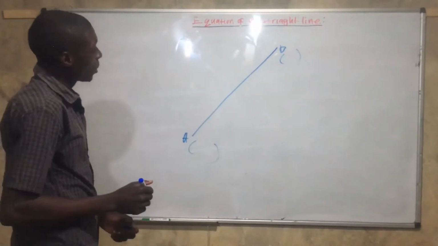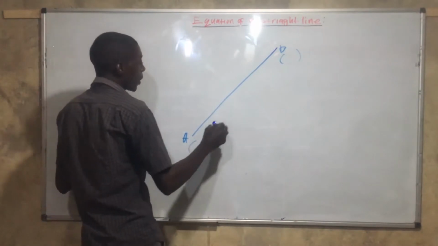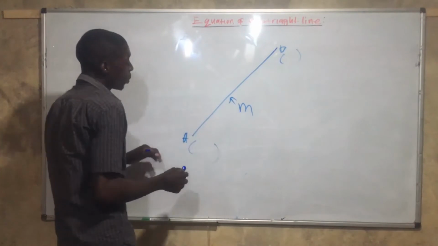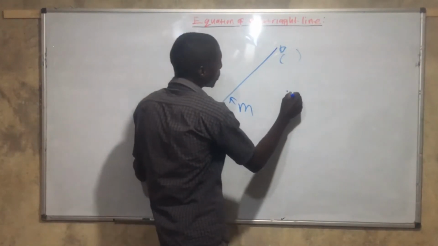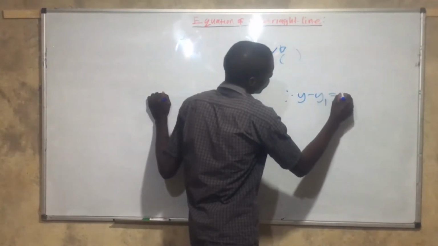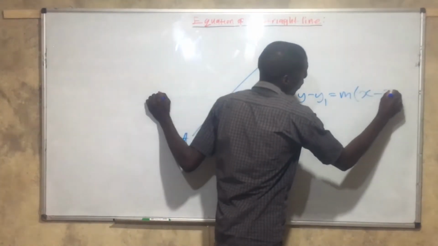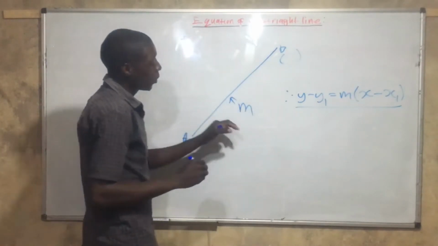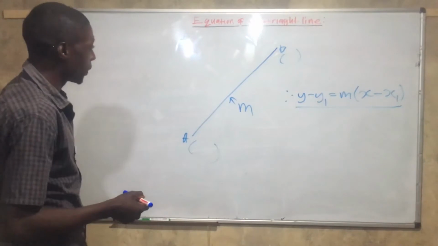For us to find the equation of this line, first we have to find the gradient of this line AB. When we have found the gradient, we can use the formula y minus y1 is equal to m open bracket x minus x1. This is the formula for finding the equation of a straight line, or the equation of a given line.